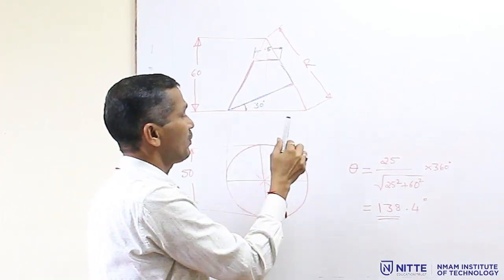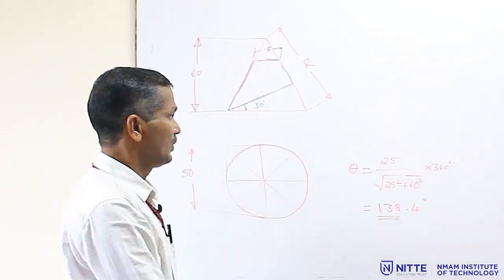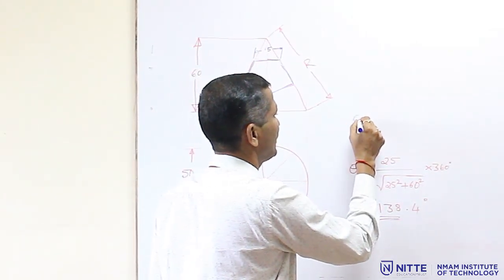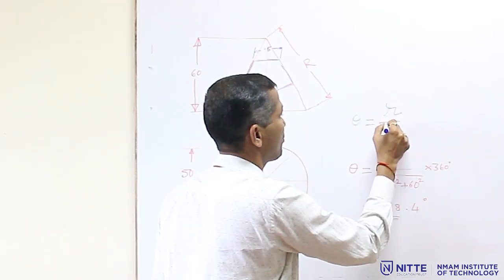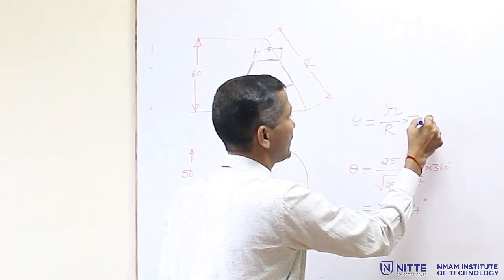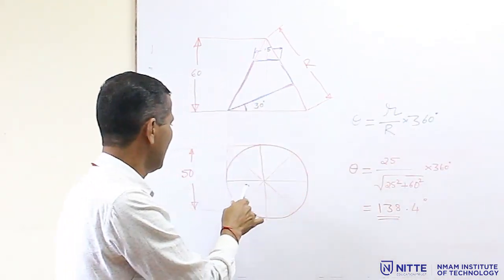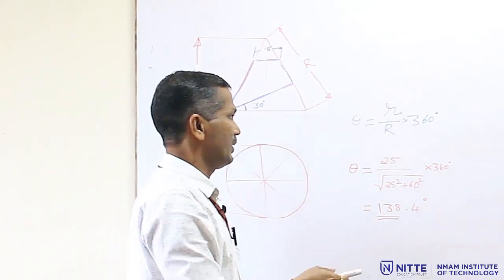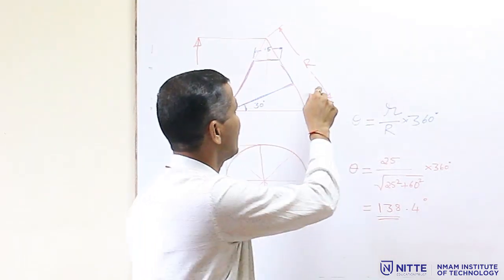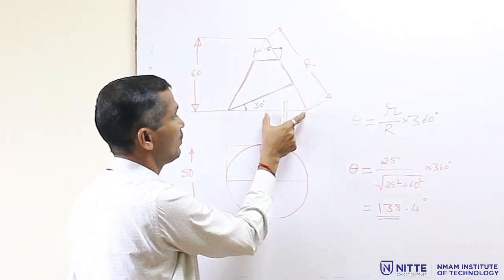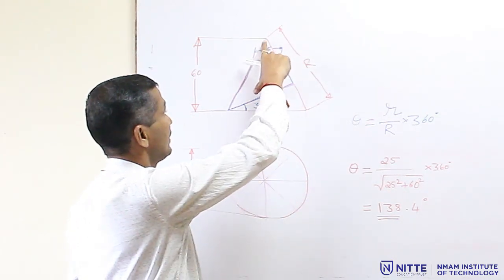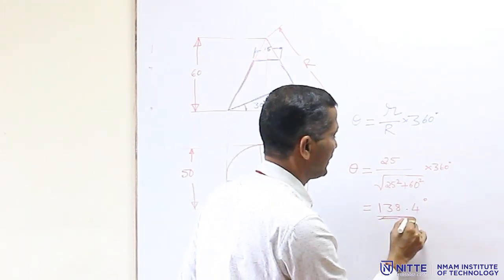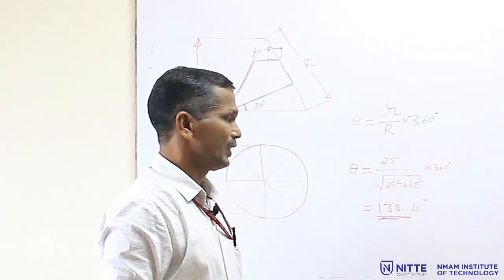Now for this you have to calculate the value of theta. So theta equal to r by R into 360, where small r is 25 because the diameter is 50, and capital R equal to the square root of 25 square plus the 60 square, the height. So that becomes the angle is 138 degrees.